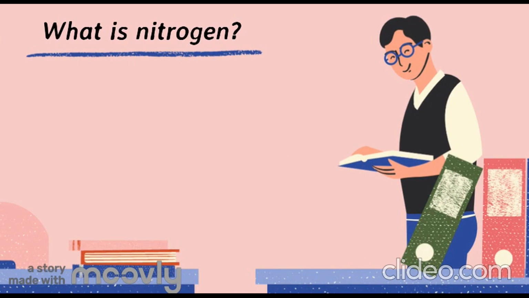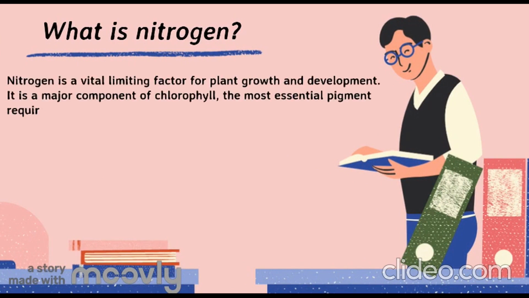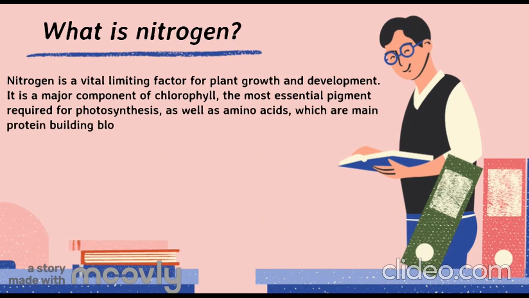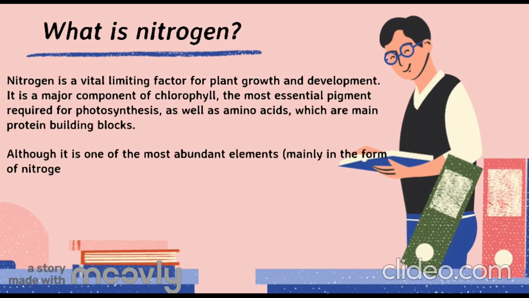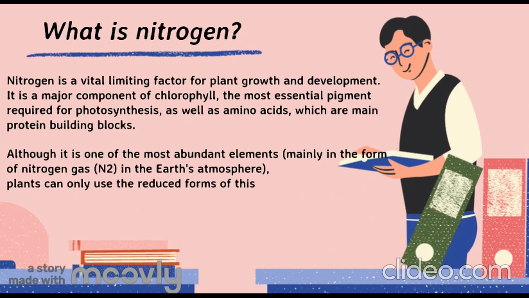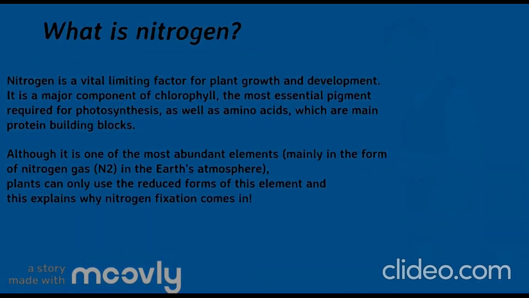What is nitrogen? Nitrogen is a vital limiting factor for plant growth and development. It is a major component of chlorophyll, the most essential pigment required for photosynthesis, as well as amino acids, which are the main protein building blocks. Although it is one of the most abundant elements, mainly in the form of nitrogen gas in the Earth's atmosphere, plants can only use the reduced form of this element, and this explains why nitrogen fixation comes in.